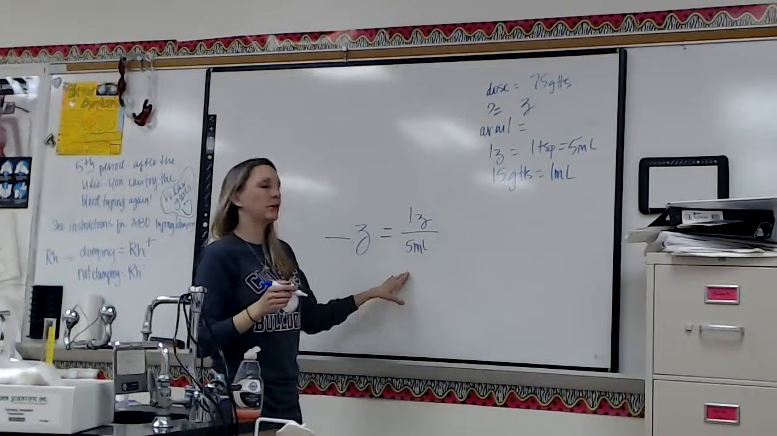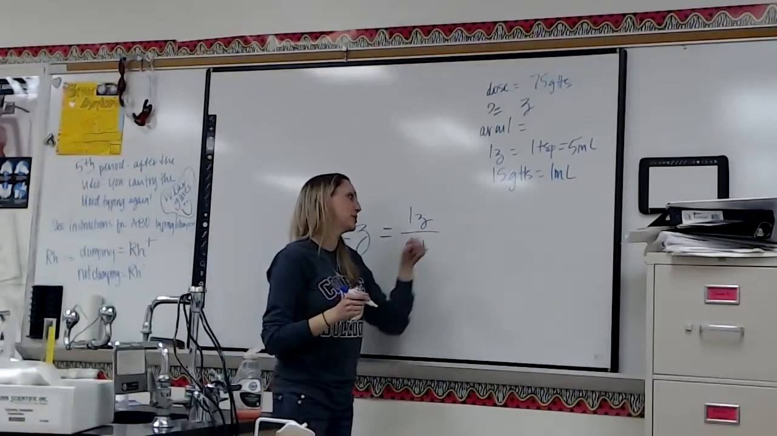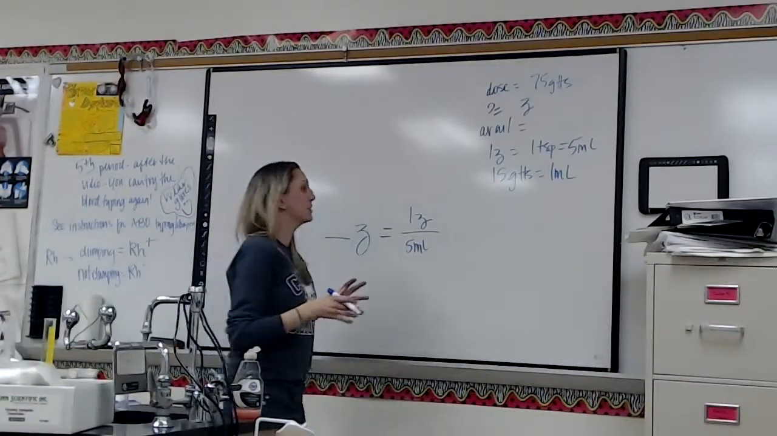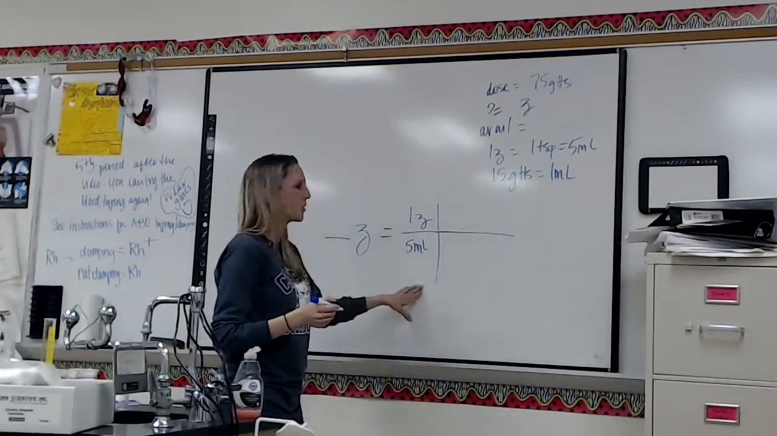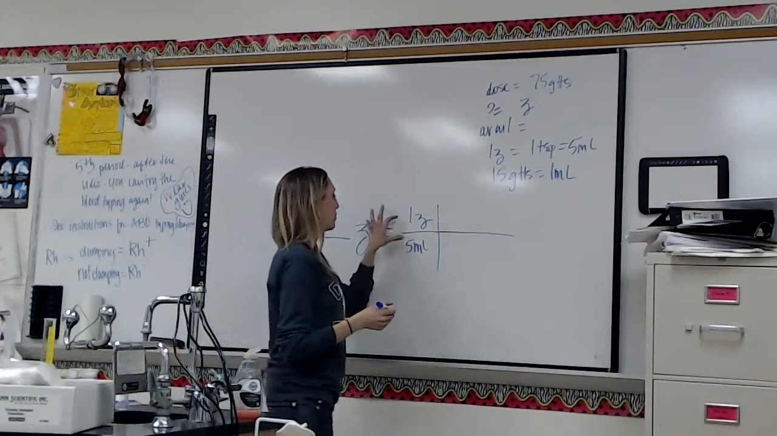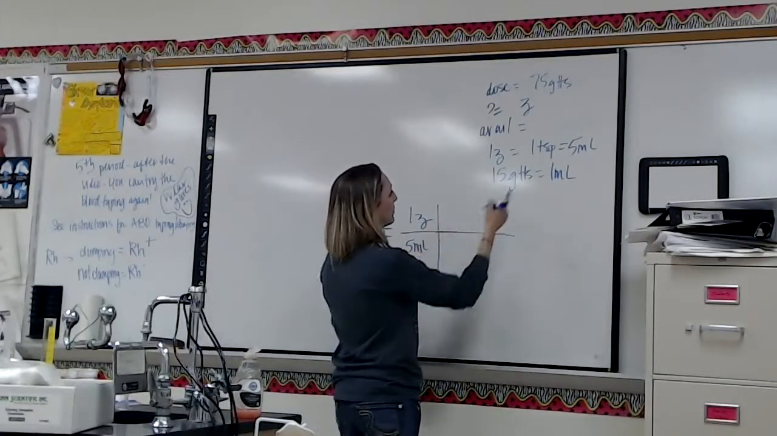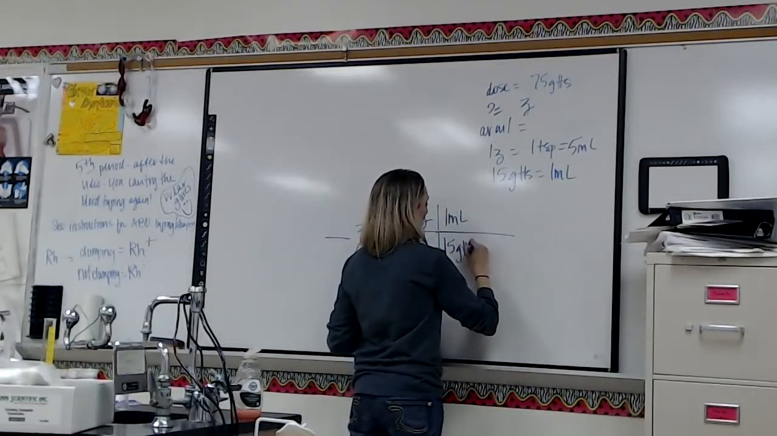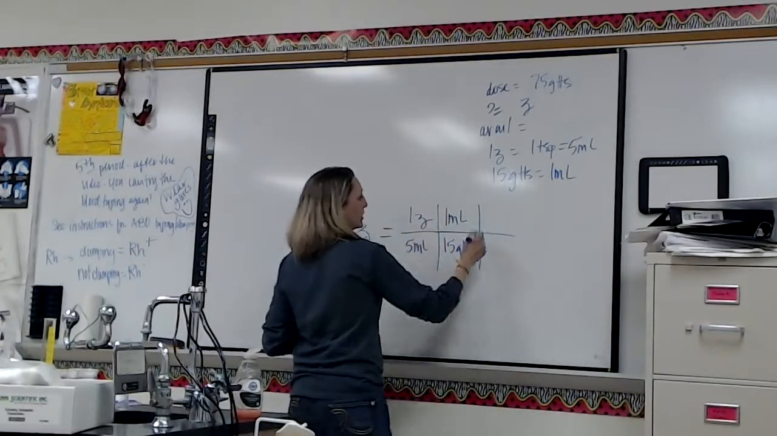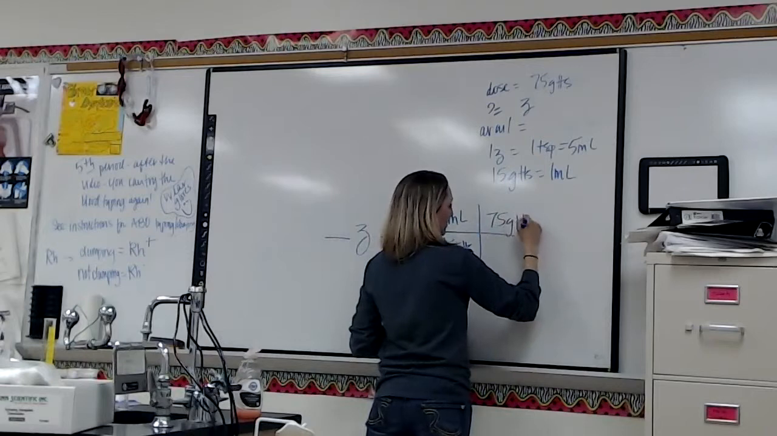Now, I know I've been putting our dots for multiplication in between here, but I usually like to use boxes. I don't know why. You can do that however you want to. So 1 dram is 5 milliliters. And I go up here, I've got my 1 milliliter is equal to 15 drops. And my dose is 75 drops.